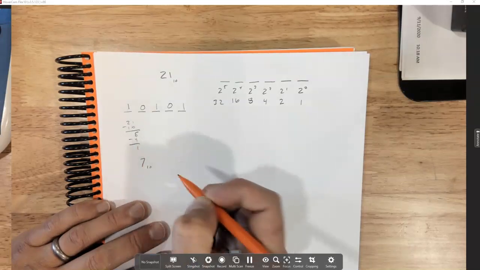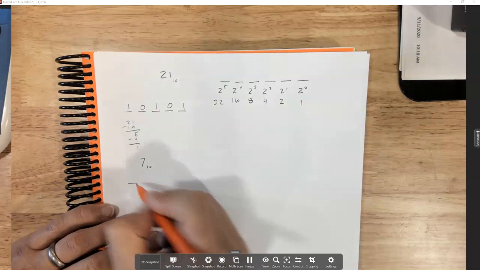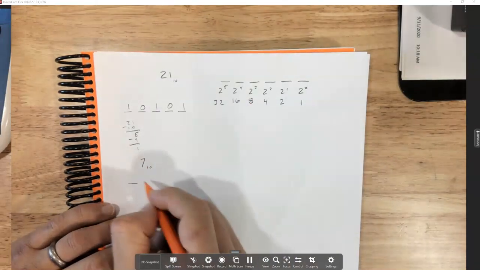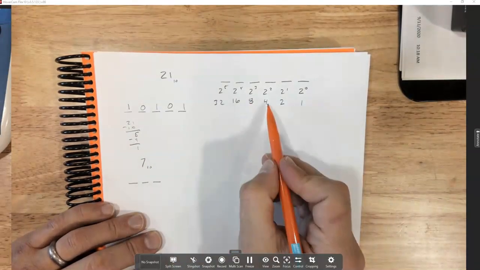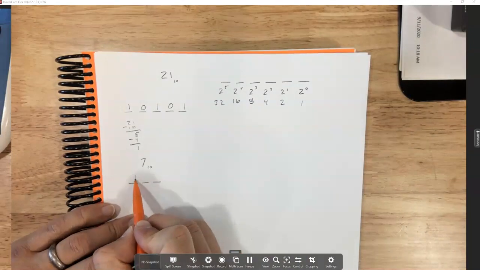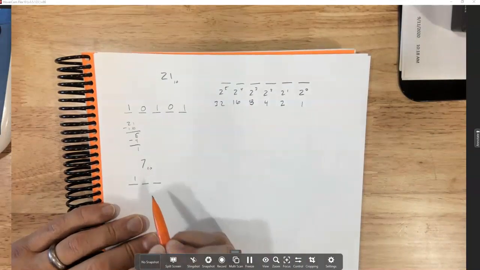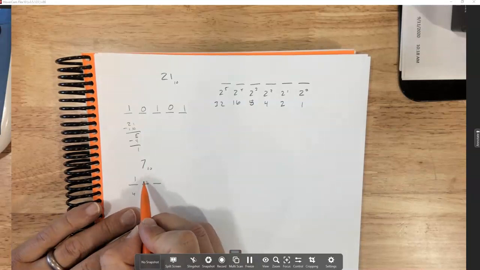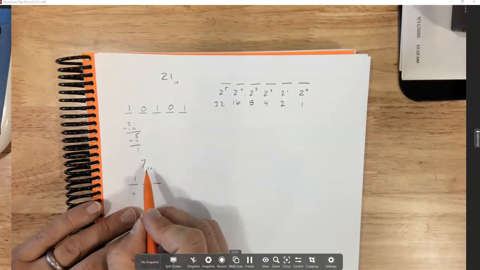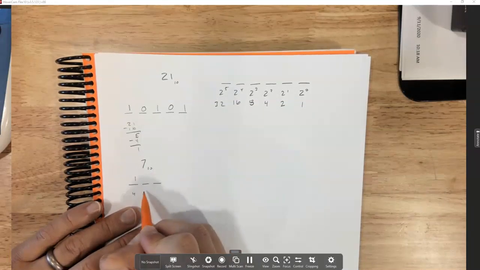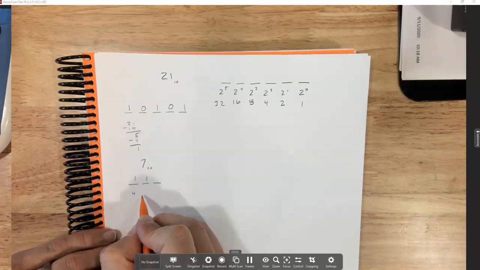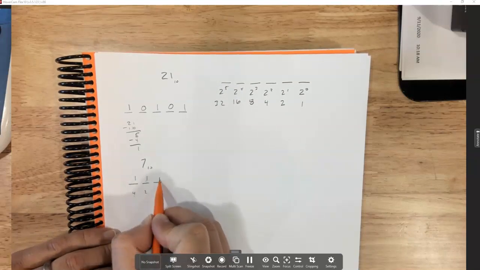So, what if we had 7 base 10? Well, I'm not going to use the 8 place value because that's too big. So I just need the 4s, the 2s, the 1s. If I use a 4, I still have to represent 3 more to get to 7. That's a 4, so I need 3 more. That's only a 2, and that's a 1. So I'm going to put a 2 there, so that's 6, and then I need that 7.